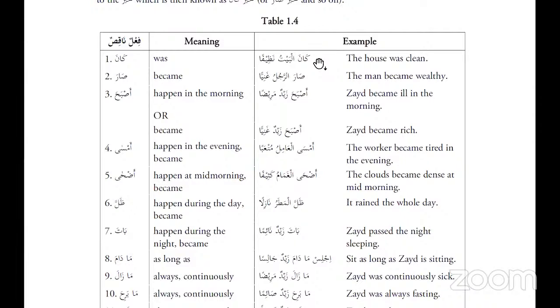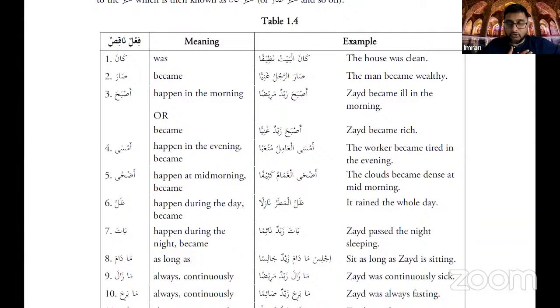Number 3 is asbaha, happening in the morning or became. Asbaha Zaydun maridan, Zayd became ill in the morning. So Zaydun is the ismu of asbaha, and maridan is the khabar of asbaha. Is this clear for you?